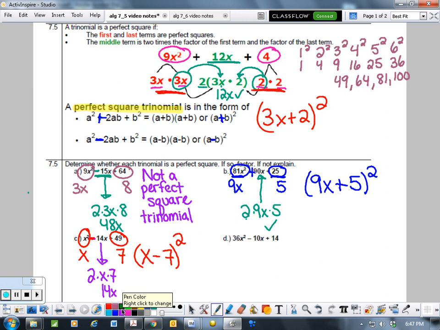Okay, next one. We look at the first, 36x squared, that's a 6x times 6x. 14, that's not a perfect square.